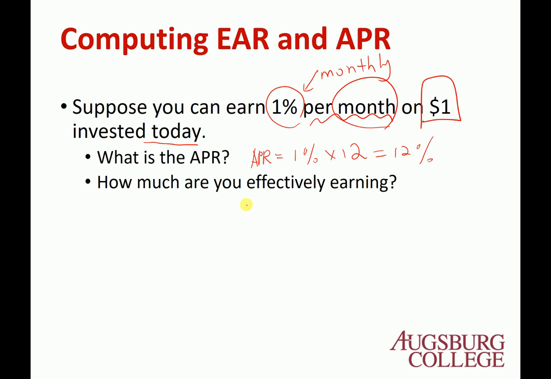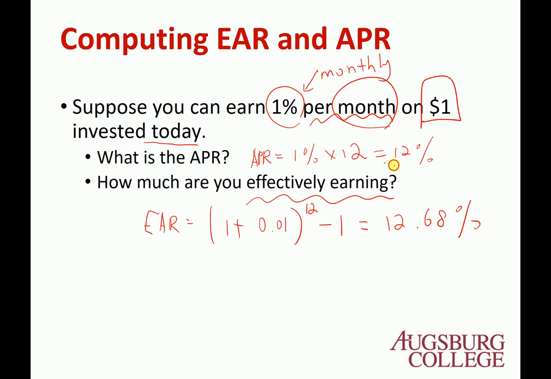Now what about the effective rate? EAR is 1 plus, again, the periodic rate 1%, to the power of 12, minus 1, so it's going to be 12.68%. So even though the APR is 12%, you really make 12.68%.